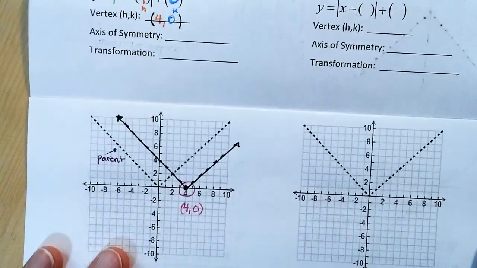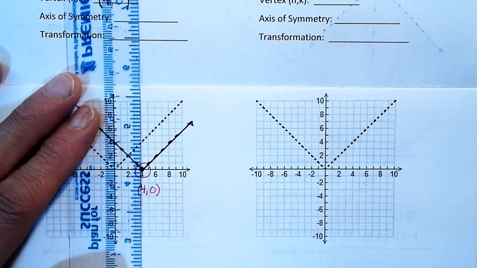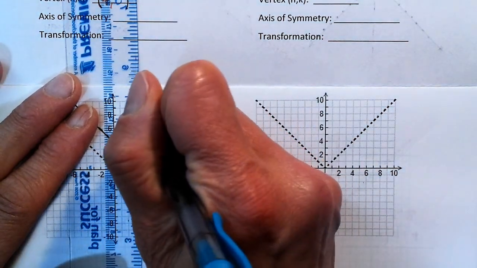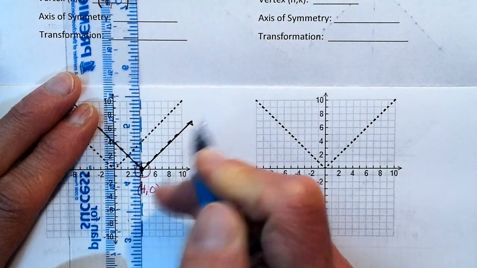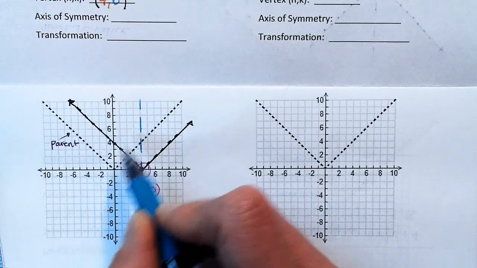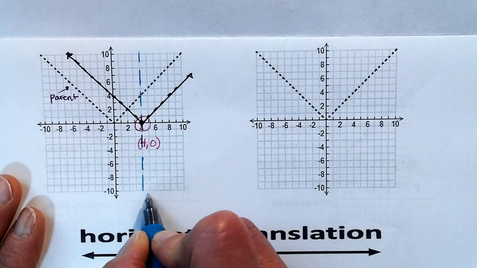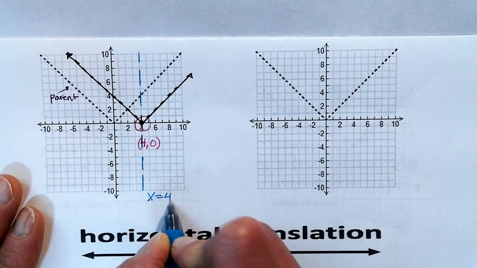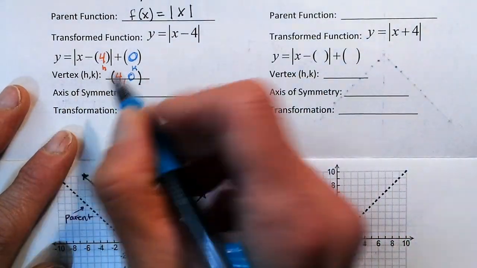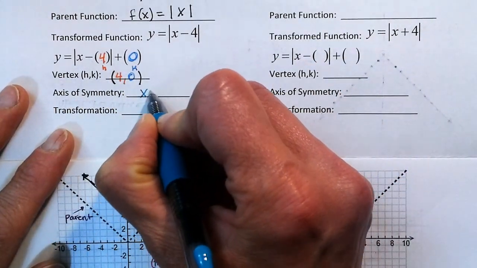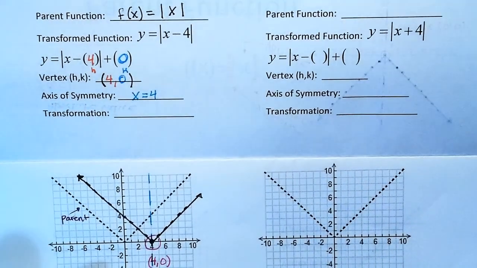Okay, so my axis of symmetry, again, is always going to go through that vertex. So my axis of symmetry is right here. Now remember, I'm only concerned about this function. I'm comparing it to this one. So my axis of symmetry is here, and that's where x equals 4. This is the line x equals 4. So my axis of symmetry is x equals 4, and my transformation is, well, what did it do?